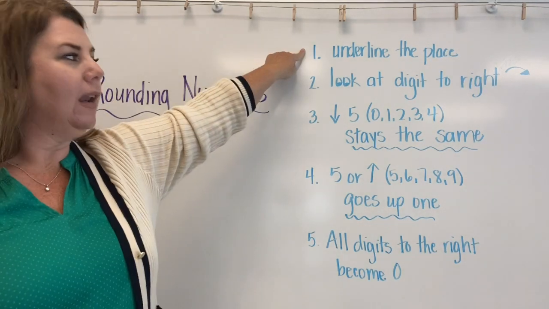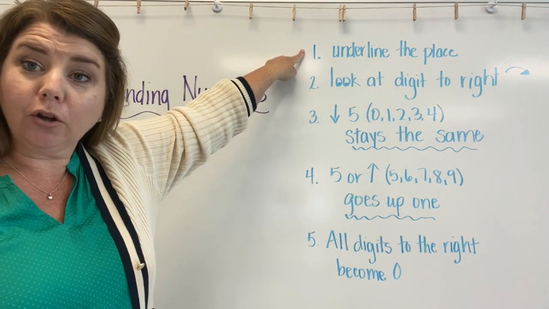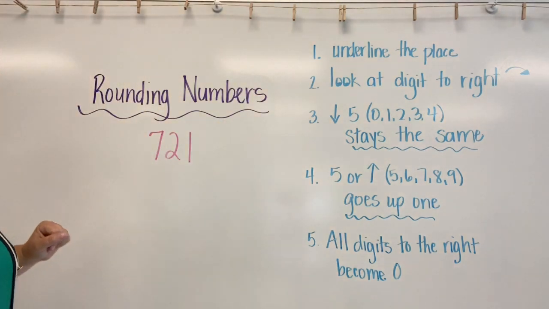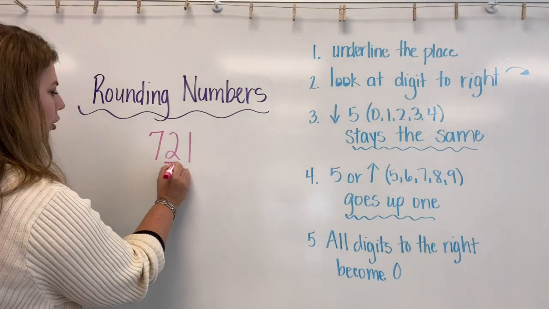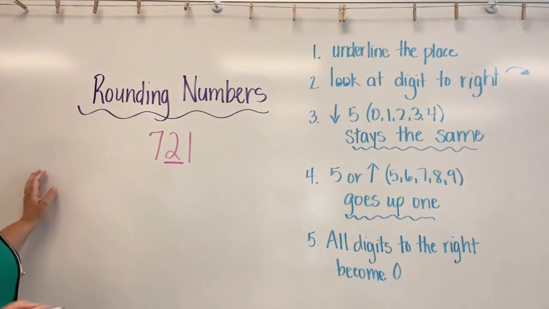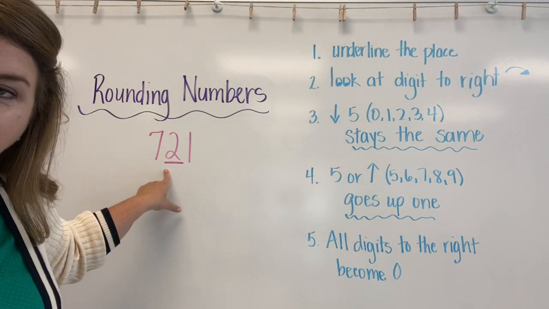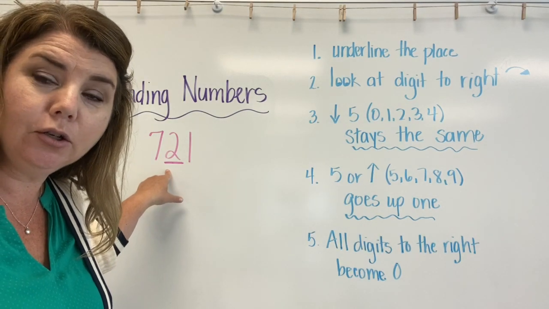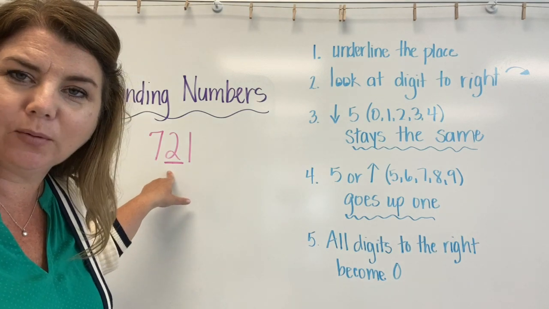So number one, it says underline the place that you're going to round to. I just said I'm going to round to the tens place. With my number 721, I know the 2 is in the tens place. That number, 2, is the number I'm rounding. I'm rounding the 2 or the 20. That is what I'm rounding.